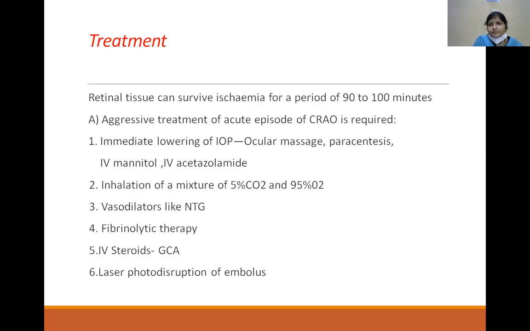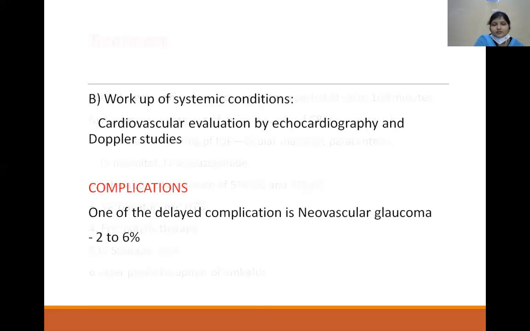Other modes of therapy are fibrinolytic therapy, that is streptokinase injection and tissue plasminogen activator. All these sometimes may play a role. In patients with giant cell arteritis, we can use IV steroids. Laser photodisruption of the embolus can also be done in certain cases.